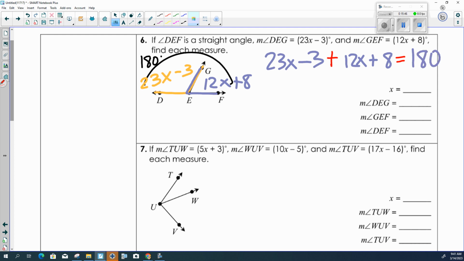Some kids were setting these equal to each other. I don't know why. A lot of kids put equal right here, and they completely ignored the 180. So I'm not sure why our brains think that it might be a bisector, but it doesn't mention that. It just says it's 180 degrees.